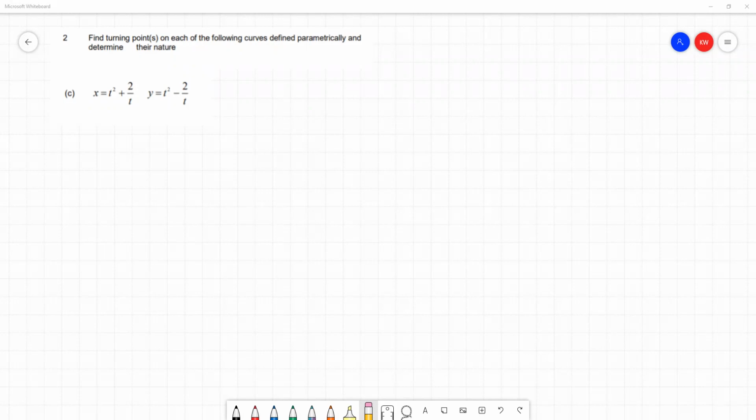curve that's defined by these functions for x and y, and determine the nature of any turning points we find here. We know in differentiation to find turning points, we find the first order derivative of y with respect to x, and in order to determine the nature of such turning points, we need to find the second order derivative. As parametric differentiations, we'll follow all the steps we normally do when tackling such a problem.